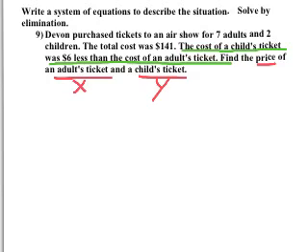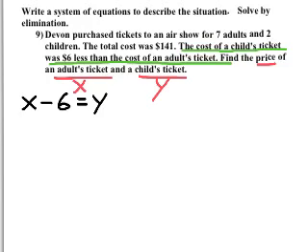All right. So the cost of a child's ticket was $6 less than the cost of an adult's ticket. Well, that stands to reason. The adult's ticket is more. So if we take the adult's ticket, x, and we subtract $6 from it, we'll get the price of the child's ticket. Right? Okay, so now let's see what else we have here.